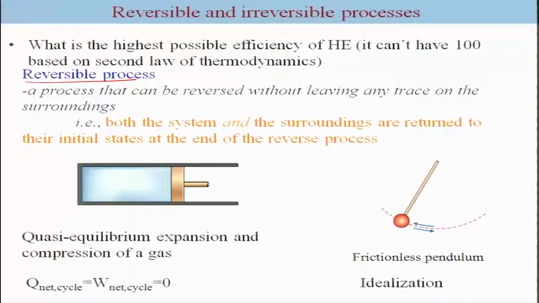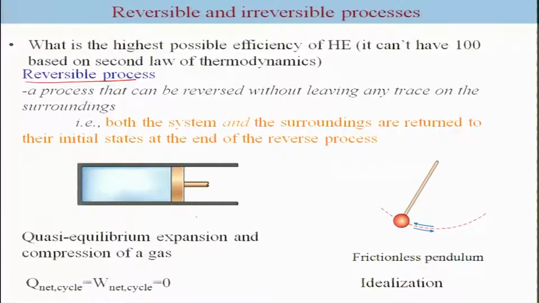Now, this is difficult to imagine, but we can consider a case of expansion and compression of a system where we operate in such a fashion that it is so slow that external and internal are all the time at equilibrium with a very small change in pressure, for example, and thus the forward and the reverse process do not affect the overall system after it returns to the original state. Or similarly, you can consider a frictionless pendulum going from this point to this point and coming back, which does not affect the surrounding or the system. So, this is basically nothing but idealization.